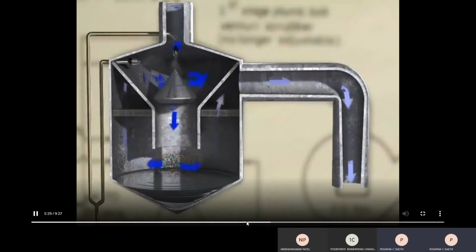So these are some techniques. Scrubbers are there. Mechanical is there. Then air filters are also there. ESP is also there, right? So these are some mechanisms for reducing the pollution that is caused by the thermal power plant.